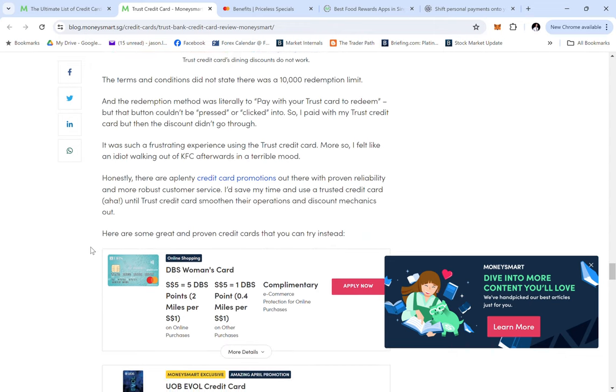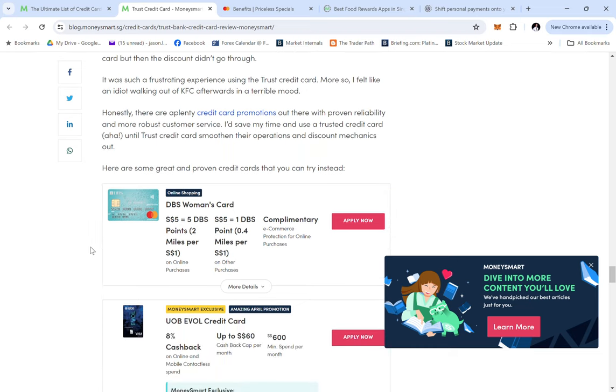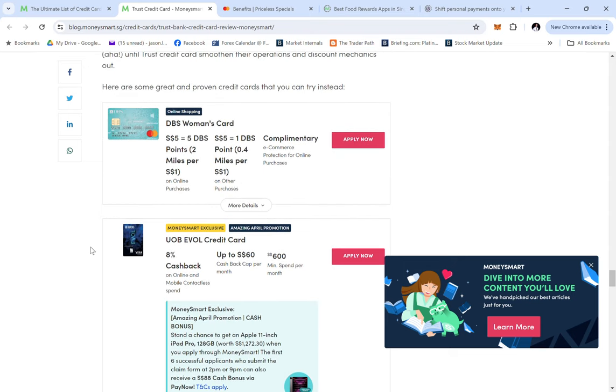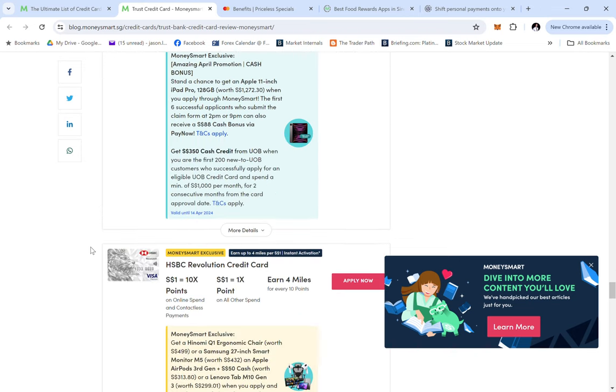I think that Trust Bank is still very new, and their customer service is not up to standard. But personally speaking, I still think that you can try to use it and open up as many bank accounts as possible, because having bank accounts in Singapore, to be honest, is going to get tougher and tougher. So if you have more bank accounts, I think that may be good for you.